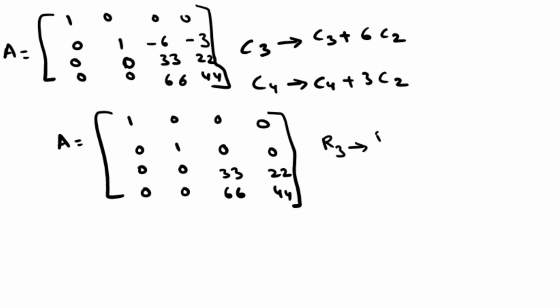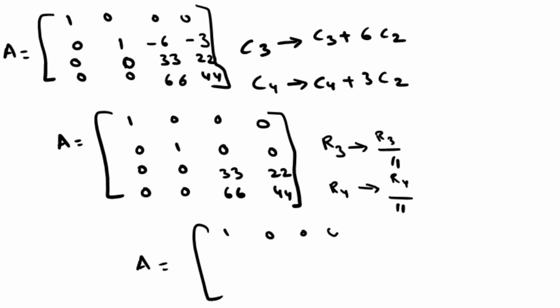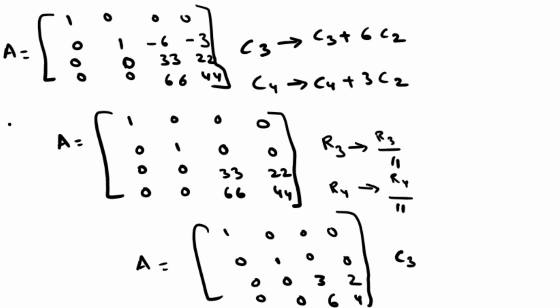Now R3 implies R3 by 11, R4 implies R4 by 11. The matrix A will become 1, 0, 0, 0, 0, 1, 0, 0, 0, 0, 3, 2, 0, 0, 6, 4. C3 implies C3 minus C2 is equal to 1, 0, 0, 0.